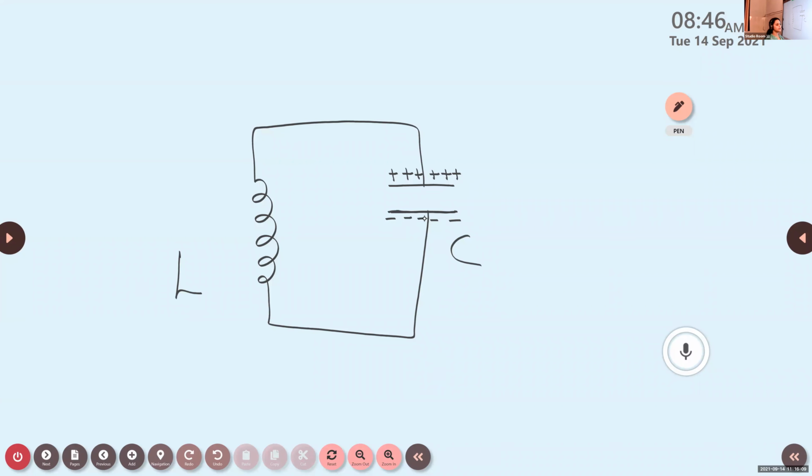Then the energy stored by the capacitor can be taken as UC is equal to half CV square. With the help of a battery, we charge the capacitor such that one plate becomes positively charged and the other plate negatively charged. But at the same time, the inductor remains uncharged because the charge is only provided to the capacitor. So in the initial case, the energy stored in the inductor is equal to 0.